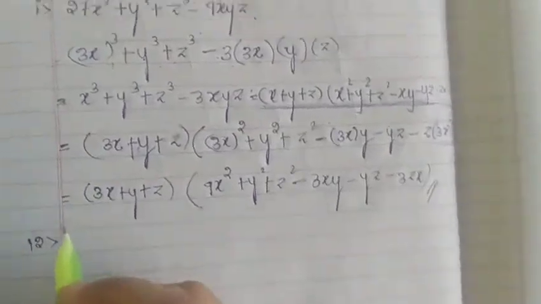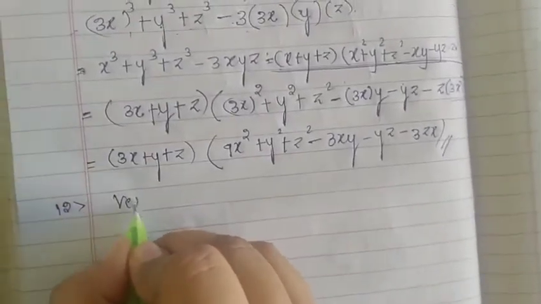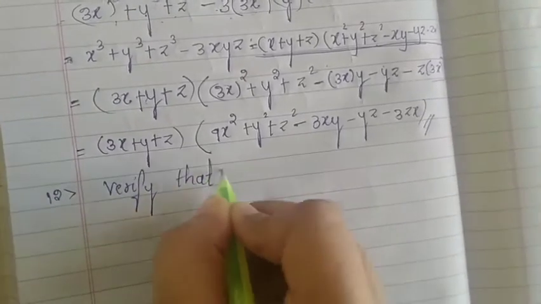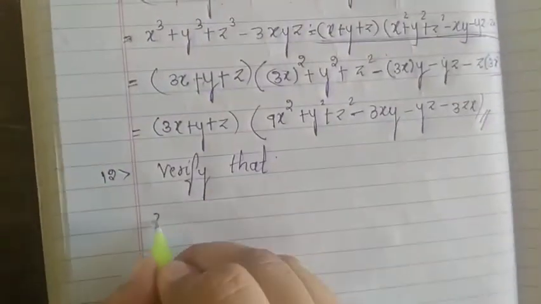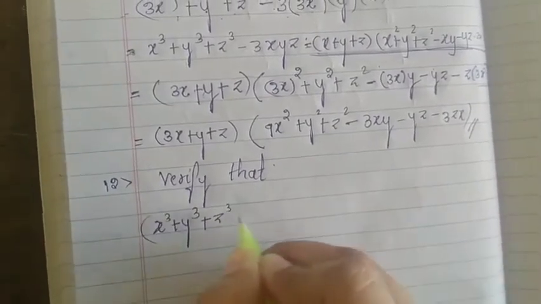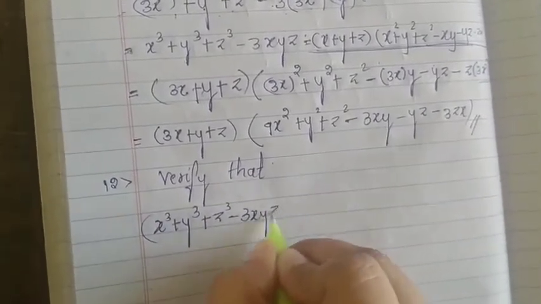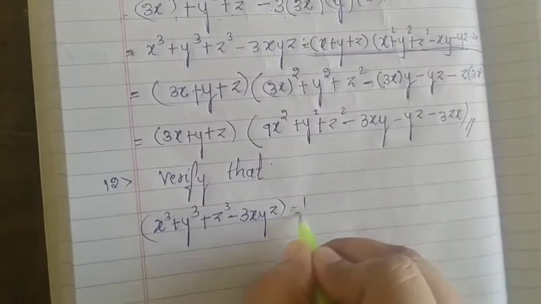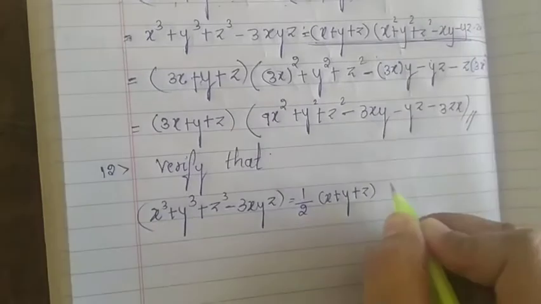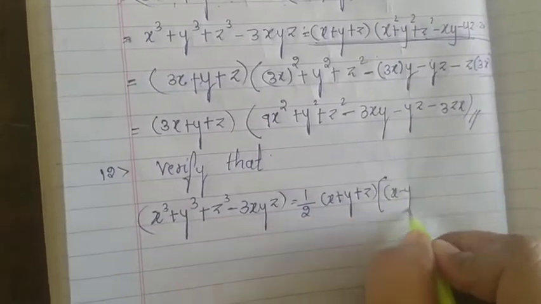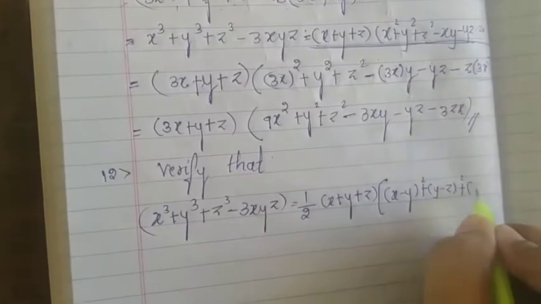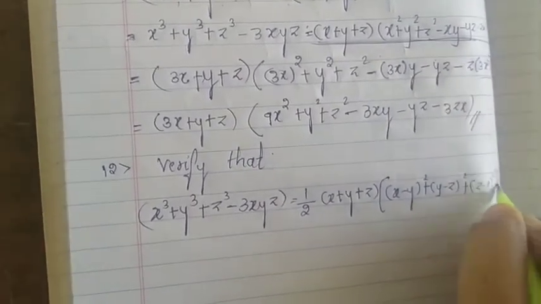Verify that. So what you have to verify here, we'll see. Verify that, the question will write here: x cube plus y cube plus z cube minus 3xyz is equal to half of x plus y plus z into x minus y the whole square plus y minus z the whole square plus z minus x the whole square.